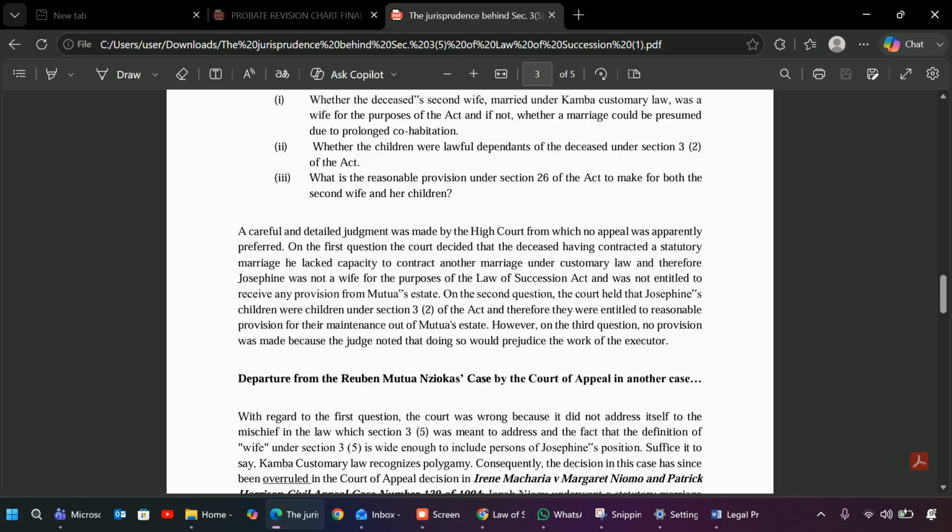On the second question, the court held that Josephine's children were children under Section 3(2) of the Act, and therefore they were entitled to reasonable provision for their maintenance out of Mutua's estate. However, on that question, no provision was made because the judge noted that doing so would prejudice the work of the executor.